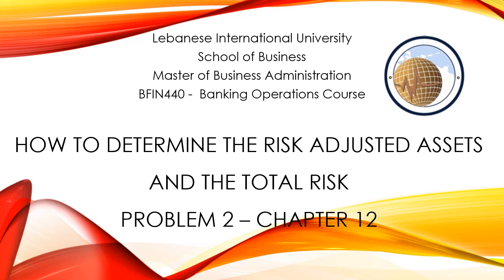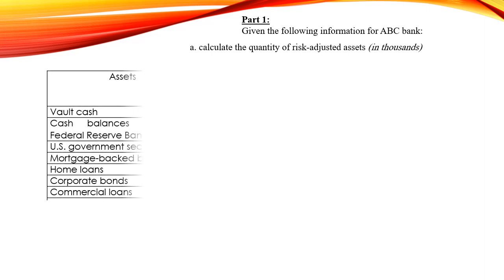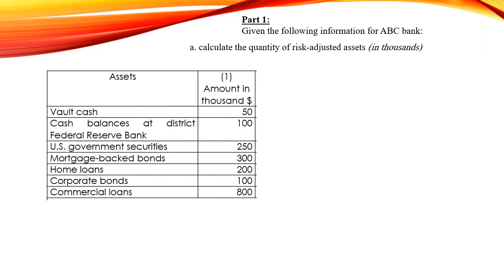Hello everyone. In this video we are going to show you how we could determine the risk-adjusted assets and the total risk. It is the solution of problem 2 from the worksheet of chapter 12. Let's start with part 1 of this exercise. Given the following information for ABC Bank, we have to calculate the quantity of risk-adjusted assets.